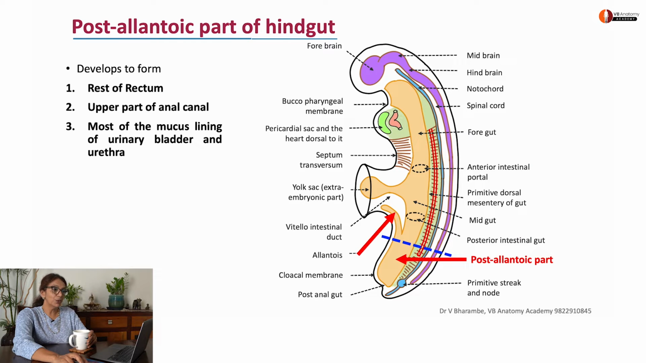Now let's talk about what develops from the post-allantoic part. From the post-allantoic part, the rest of the gut should develop, but actually it's a little different. The rest of the rectum below the middle rectal valve, the upper part of the anal canal, and surprisingly the urinary bladder. So how come the gut tube is giving rise to the endoderm of the urinary bladder?